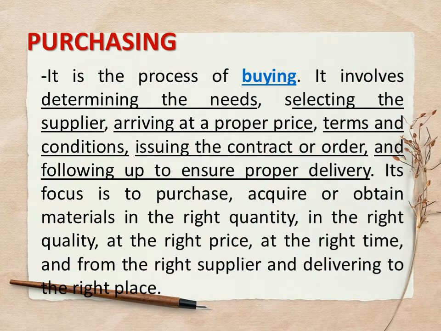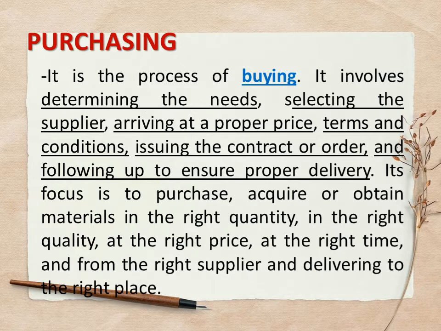Purchasing is also a process of buying. So again, it involves determining the needs, selecting the supplier, arriving at a proper price, terms and conditions, issuing the contract or order, and following up to ensure proper delivery. So in purchasing, there are steps involved wherein first, you have to determine the needs. So, what is our need, what do we require? In a certain company or a certain buyer, first you will be determining your needs, what you want. And then selecting the supplier, you will be selecting a supplier or a manufacturer, the one that will supply the goods or your needs.